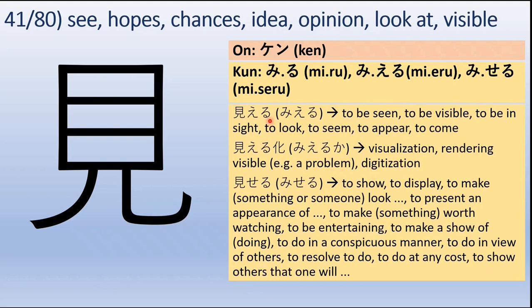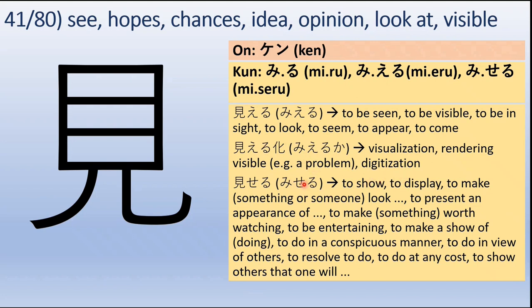Then we have mieru. Mieru means to be seen, to be visible, to be in sight, to look, to seem, to appear, to come. Then we have mieruka. Mieruka means visualization, rendering, visibility of a problem or even digitization.